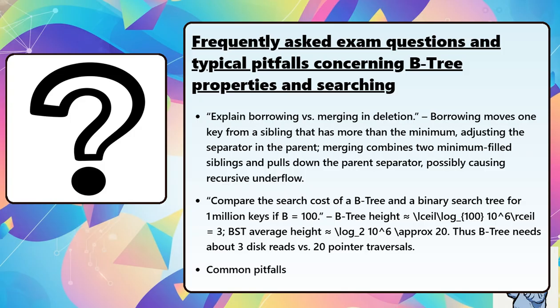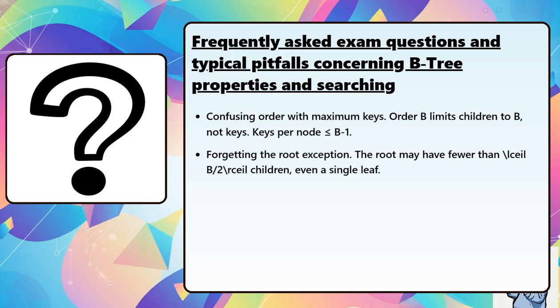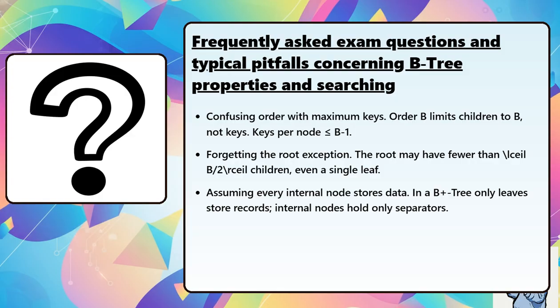Common pitfalls. Confusing order with maximum keys. Order B limits children to B, not keys. Keys per node are less than or equal to B minus 1. Forgetting the root exception. The root may have fewer than the ceiling of B over two children, even a single leaf. Assuming every internal node stores data. In a B+ tree only leaves store records, internal nodes hold only separators.